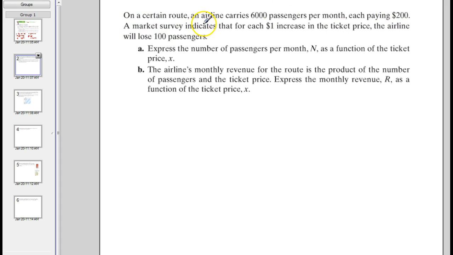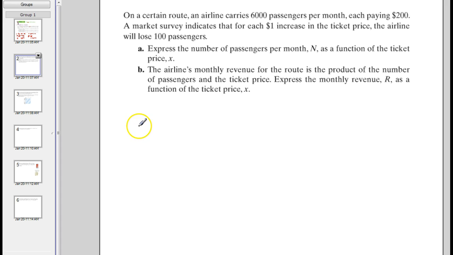Okay, a market survey indicates that for each time you increase the ticket price $1, the airline will lose 100 passengers. So we're starting off with 6,000, and we're going to lose 100 passengers for each dollar this thing goes up. Okay. Express the number of passengers per month N as a function of the ticket price X.